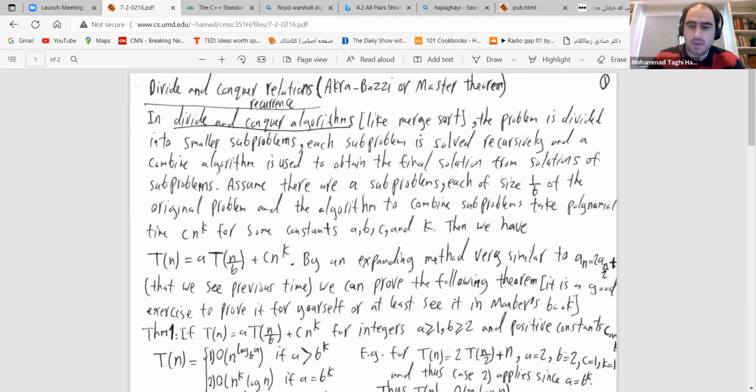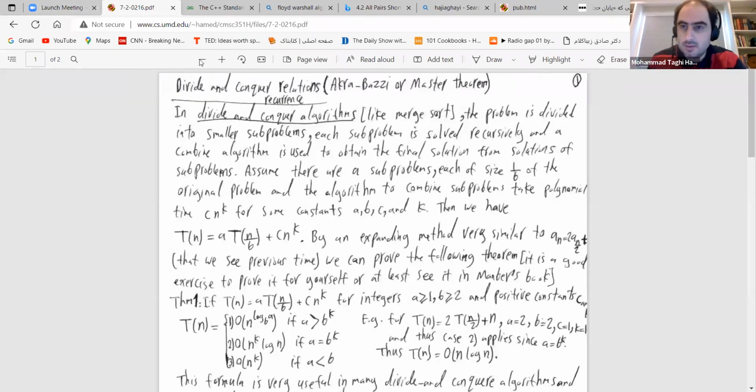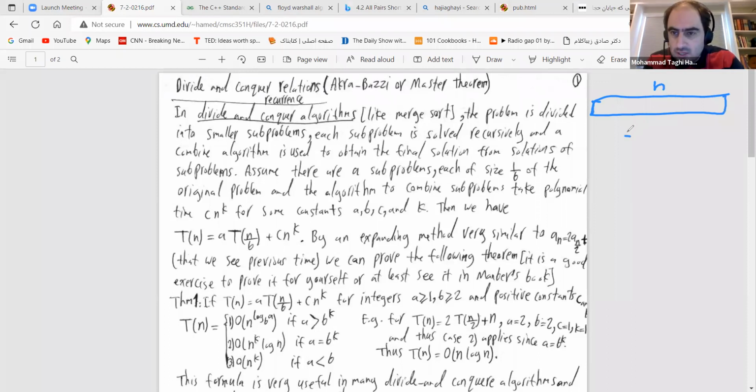Generally, when we want to solve a problem which has size n, a good example would be merge sort that we discussed previous time. You have an array of size n, and you want to sort this array or do any other operation. You may generally break it down into smaller pieces.